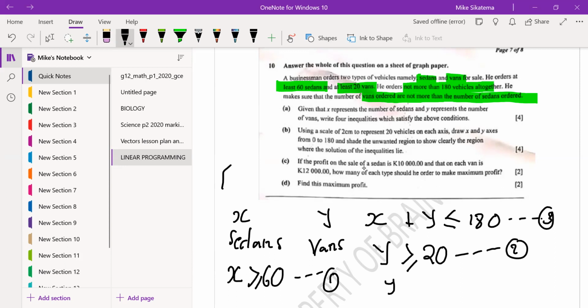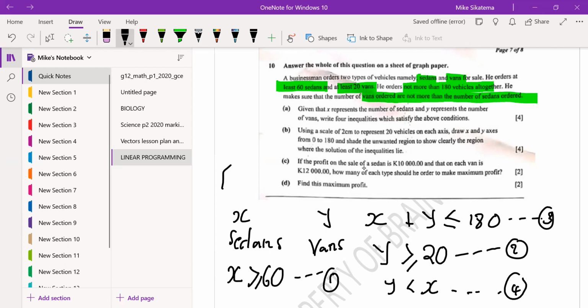So it means Y is less than X. So this is the last inequality. So the number of vans represented by Y are not more than the number of sedans. So Y is less than X. This is the fourth inequality.